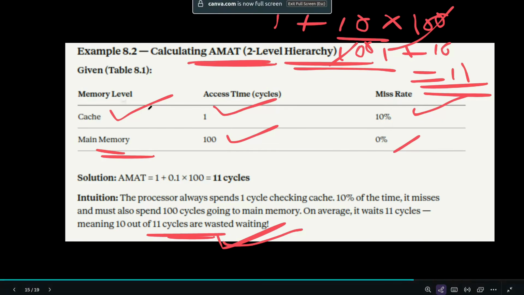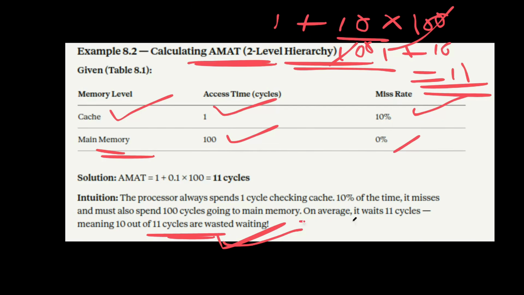So that means it has to wait, on average, 11 cycles. This 11 cycles is the average memory access time. That means it has to wait 11 cycles to get the data.